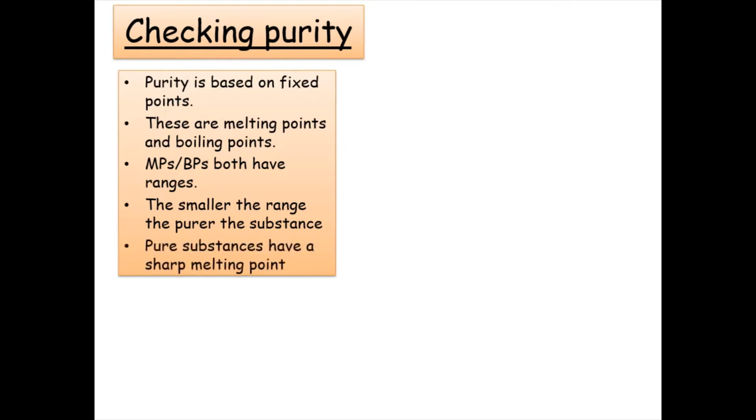Pure substances have sharp melting points like I mentioned. Mixtures have a range of melting points. The smaller the range, the purer the substance. The bigger the range, the less pure the substance.